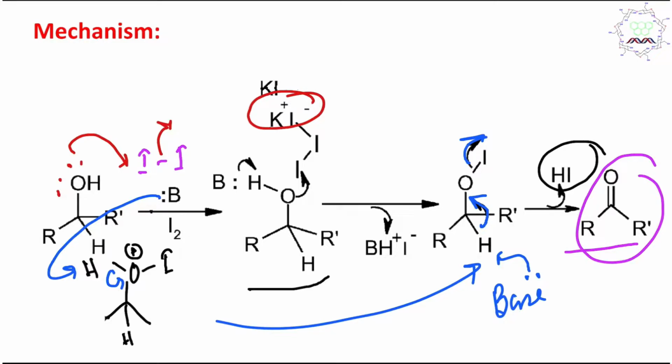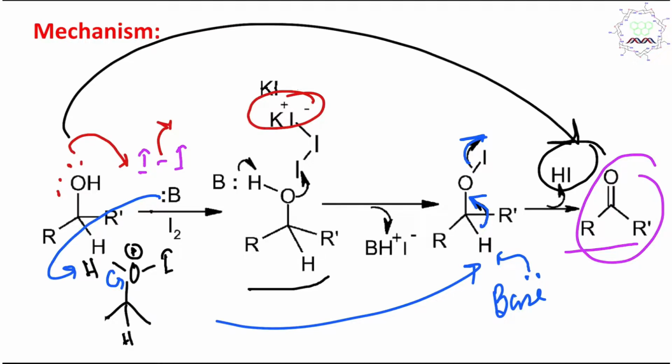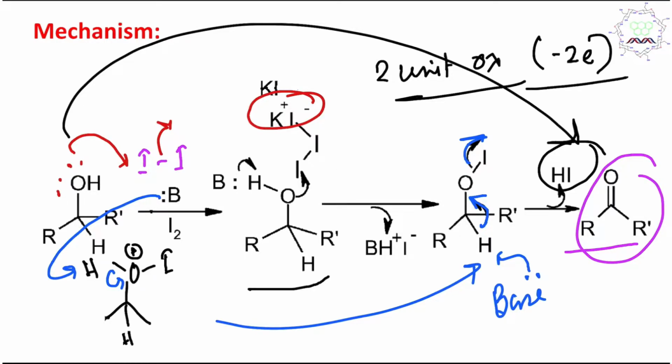So this alcohol to carbonyl conversion is actually a 2-unit oxidation, or you can consider it this way: 2 units of electrons are withdrawn, and these 2 units of electrons are reducing this I2 to 2 I minus. Initially HI, but later it will be converted into iodide. So this is the overall chemistry of electrons. Okay, student, please remember this carefully. Later on, I am not going to explain everything step by step, so at that time this concept will be needed.